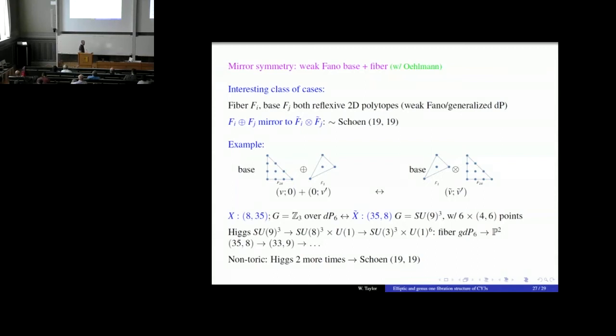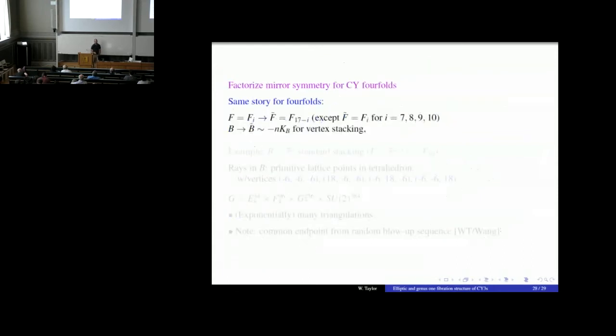So there's a nice story there which illuminates how mirror symmetry works for these cases where we have things related to the Schoen of elliptic fibrations where both the base and the fiber are weak Fano. Finally, we can generalize this whole story to fourfolds.